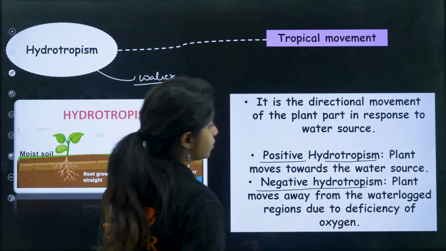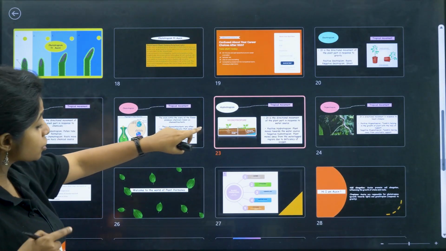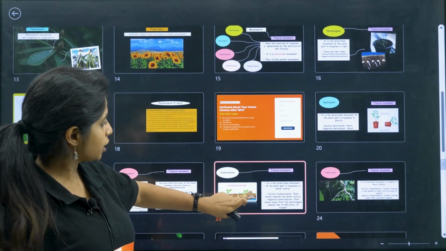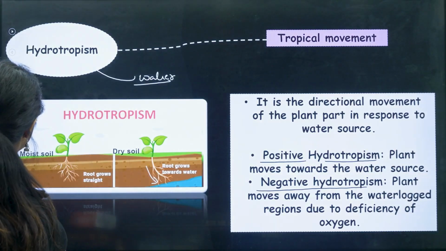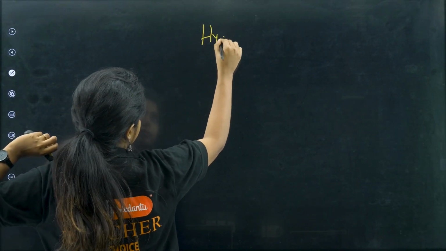Now on the basis of this, they have given a very important experiment. They have asked you to make a very important experiment. And how? Can you show with the help of an experiment that hydrotropism works?